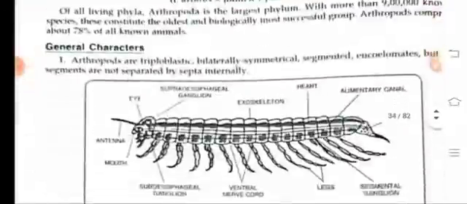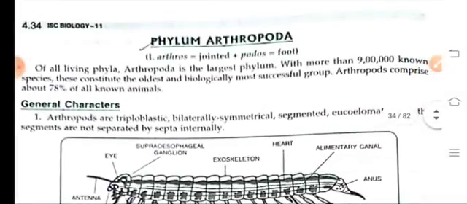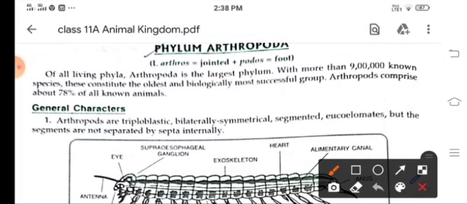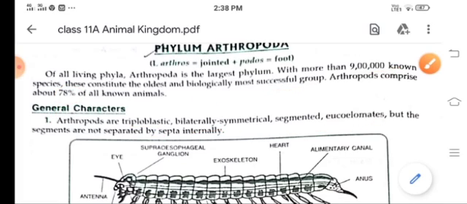Now next phylum is Arthropoda. Now this phylum Arthropoda is the largest phylum and it includes 9 lakh known species. Now they constitute the oldest and biologically most successful group. Now they comprise about 78% of all the known animals. Now these arthropods are triploblastic, bilaterally symmetrical, segmented eucoelomates, but their segments are not separated by septa internally.